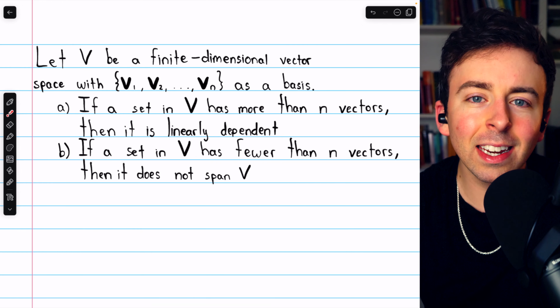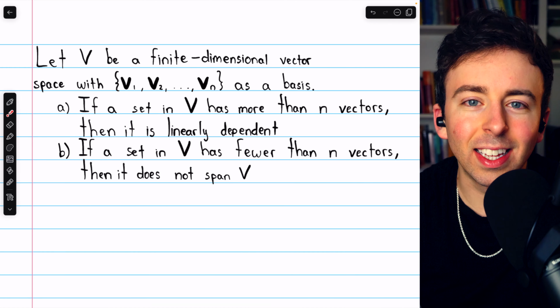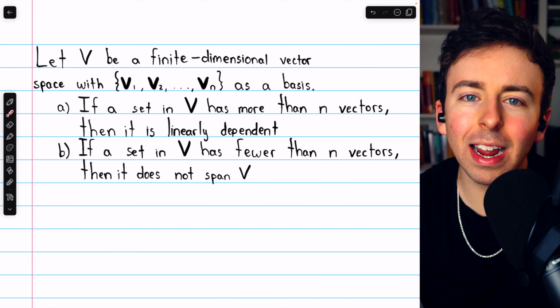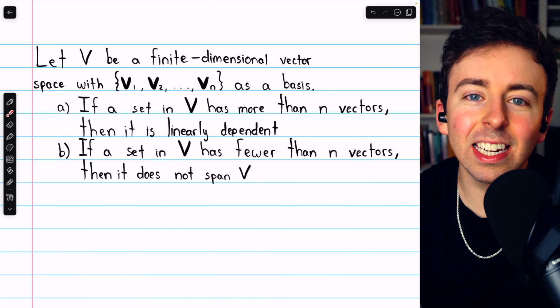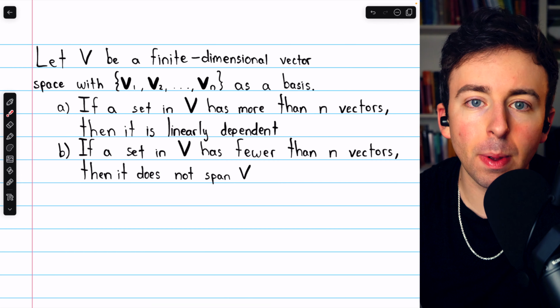If V is a finite dimensional vector space with this set of n vectors as a basis, then firstly, if a set in V has more than n vectors, that set must be linearly dependent. So if a basis for a vector space has n vectors, then any set with more than n vectors can't possibly be linearly independent. If there were n linearly independent vectors in the space, there's no way that the n vectors in the basis could span it.